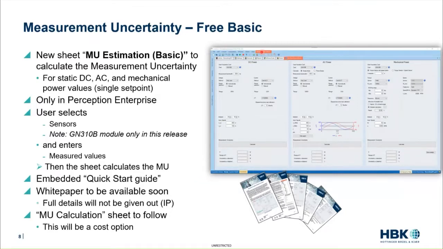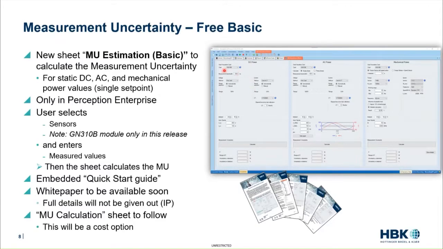It's a new sheet in Perception. If you go to the Sheets menu, choose Manage Sheets, you can look at this one and turn it on. It is only available in Perception Enterprise. When it opens, you'll see three columns: DC power, AC power, mechanical power. The idea behind this sheet is that for a specific measurement point, so for specific voltage, current, frequency, and temperature, we're going to calculate for you the measurement uncertainty that's coming from the power analyzer.